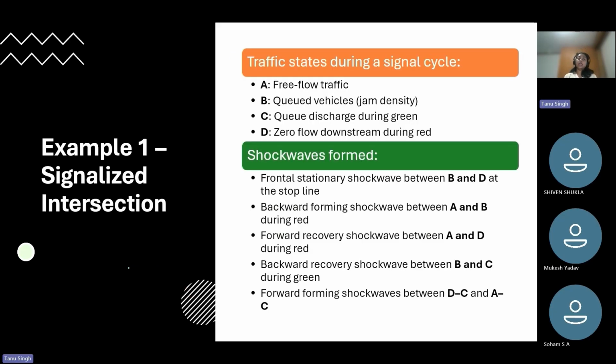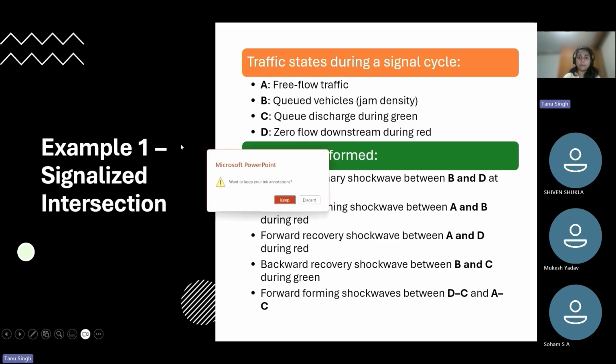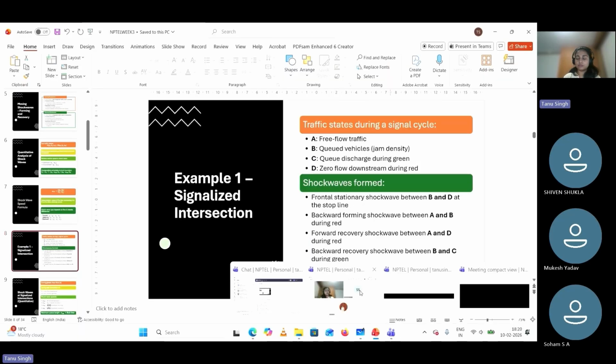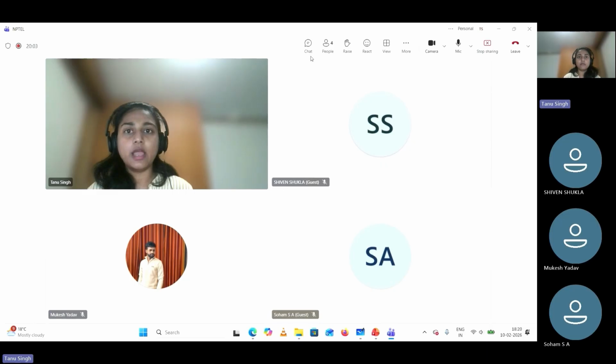Now coming to the example of a signalized intersection. But before that, is anybody having any doubt till here? Okay, so there is no doubt.